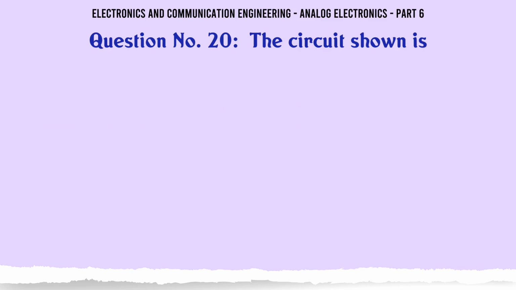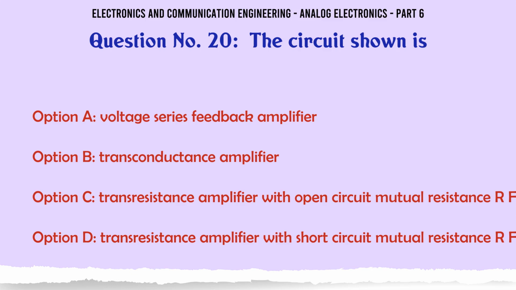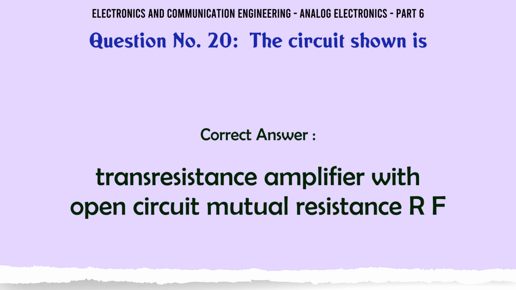The circuit shown is A. voltage series feedback amplifier, B. transconductance amplifier, C. transresistance amplifier with open circuit mutual resistance RF, D. transresistance amplifier with short circuit mutual resistance RF. The correct answer is transresistance amplifier with open circuit mutual resistance RF.